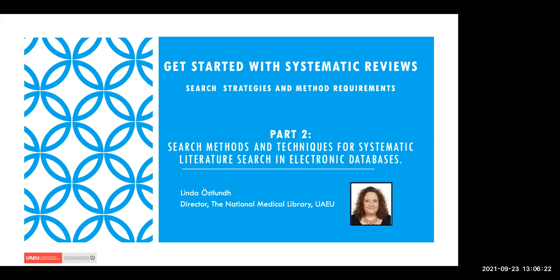In the session before, we looked at method requirements and the definition of what a systematic review is, and the difference between conducting a systematic review as a publication type compared to literature reviews, etc. And in this second session, we will look at search methods and techniques for systematic literature searching in electronic databases.